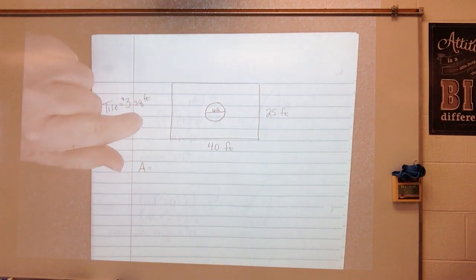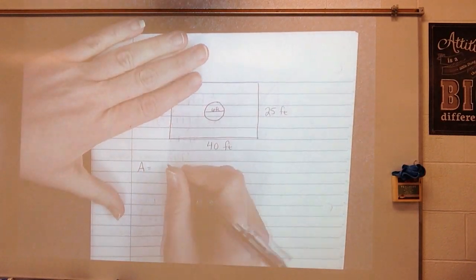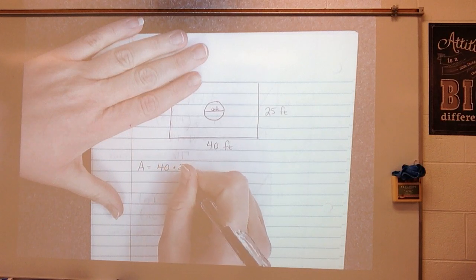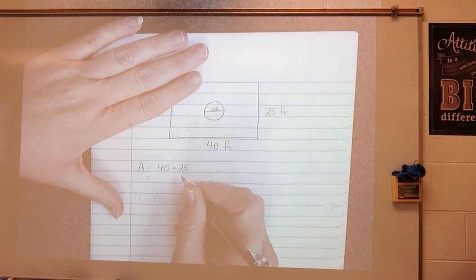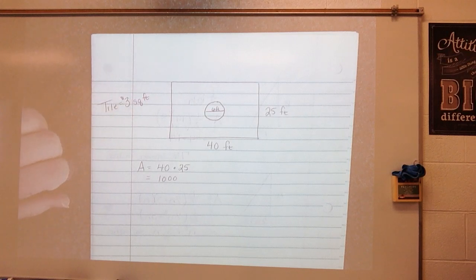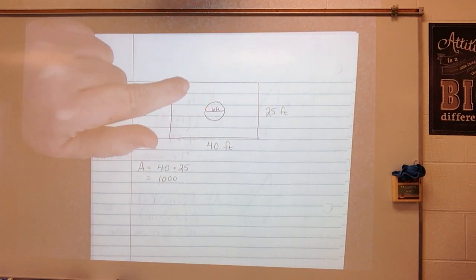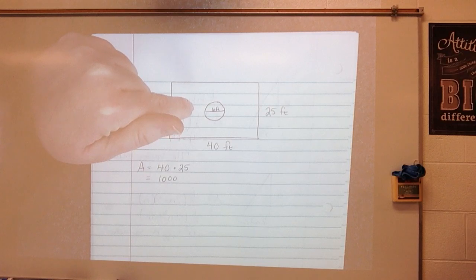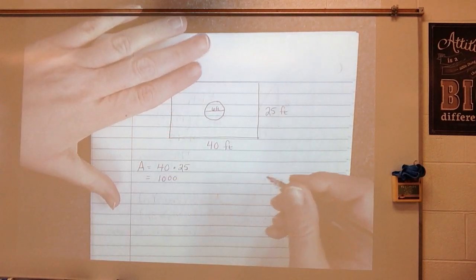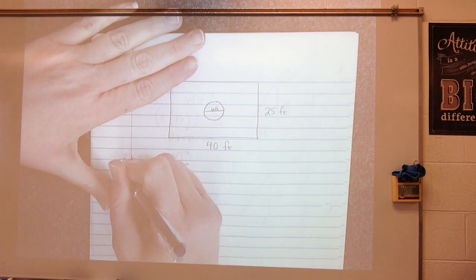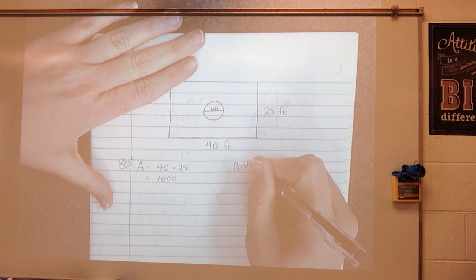Okay, so the area of the rectangle, if you remember, is length times width. So that would be 40 times 25, which would give me 1,000. Then I need to find the area of my circle. So this is my rectangle, and then I find the area of my circle.